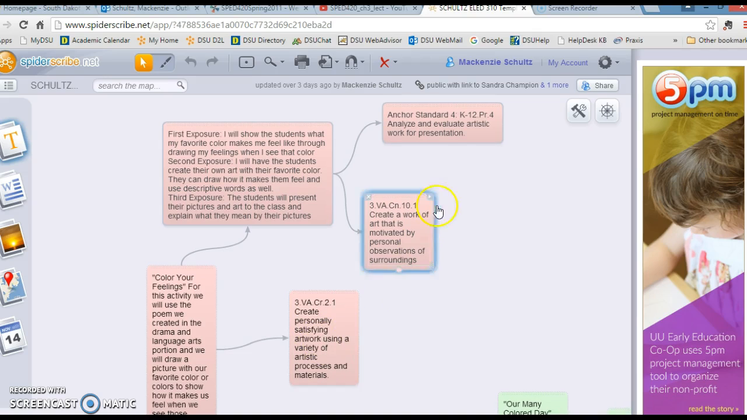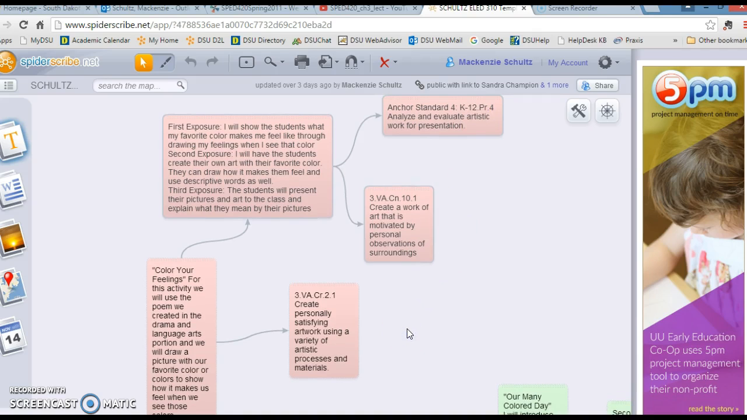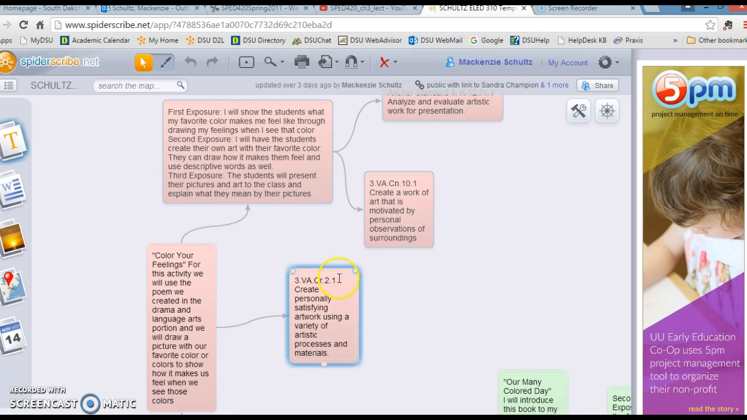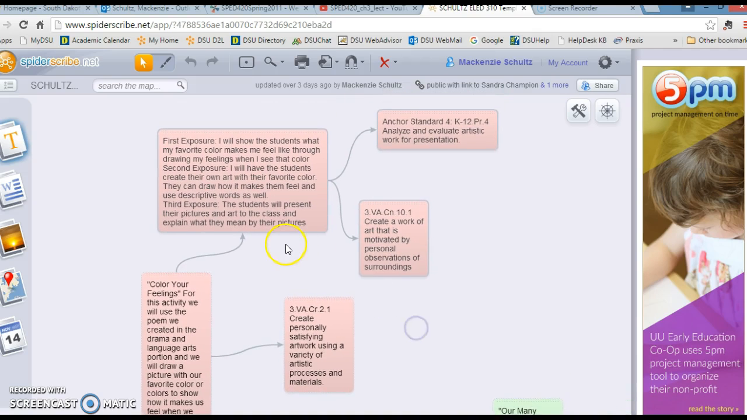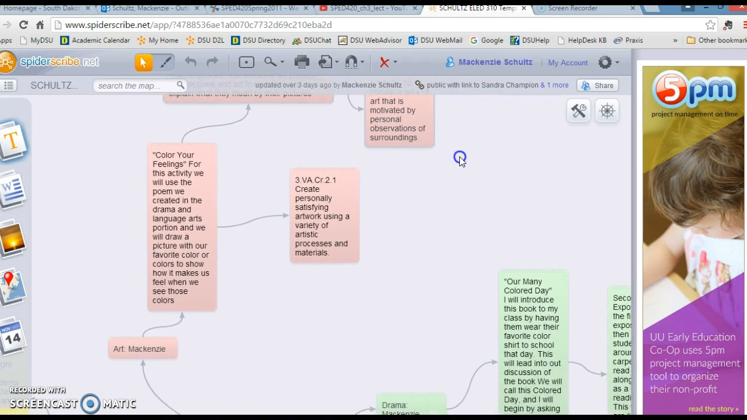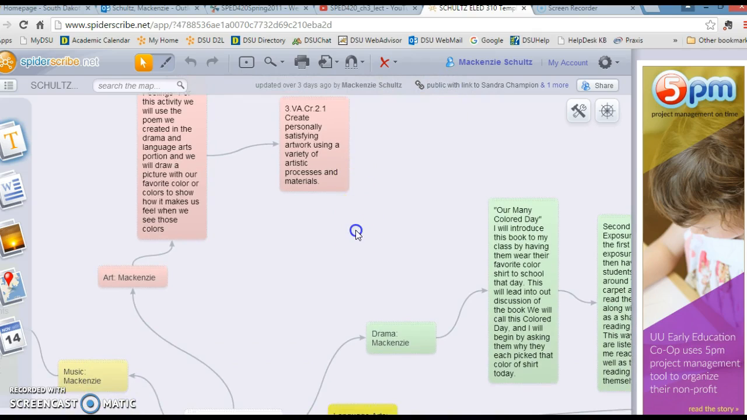Then we have 3 standards here. This is a breakdown of what each activity is. For Color Your Feelings, this is our standard: creating personal artwork using a variety of artistic processes. And for our exposure, create a work of art that is motivated by personal observations and surroundings. So that's the art aspect of our thematic color unit.